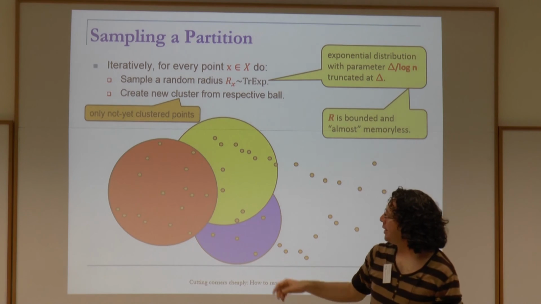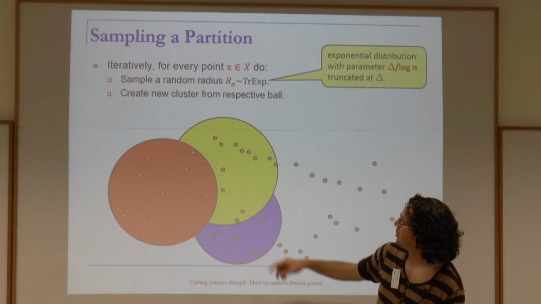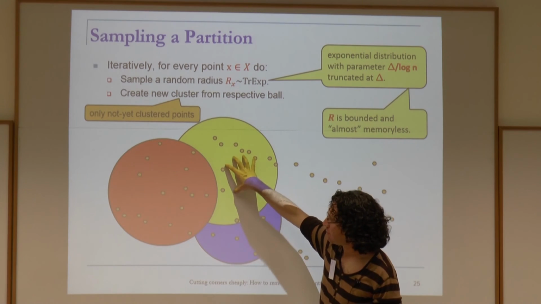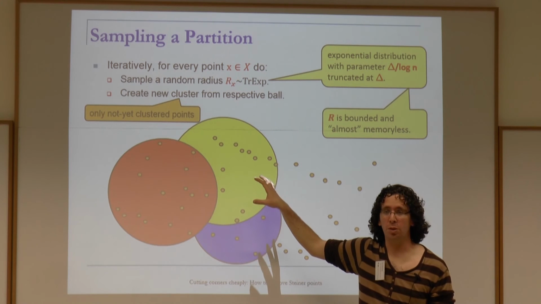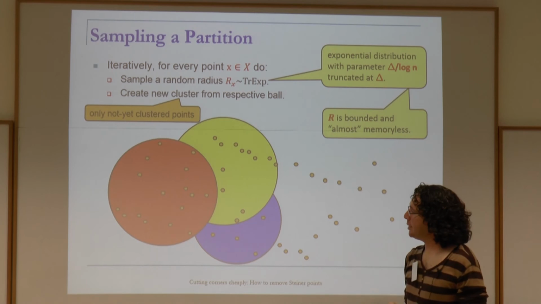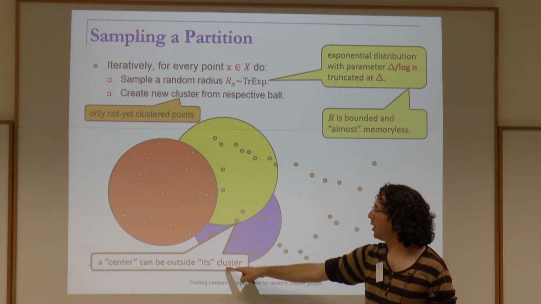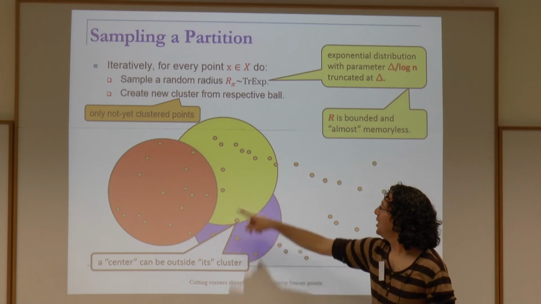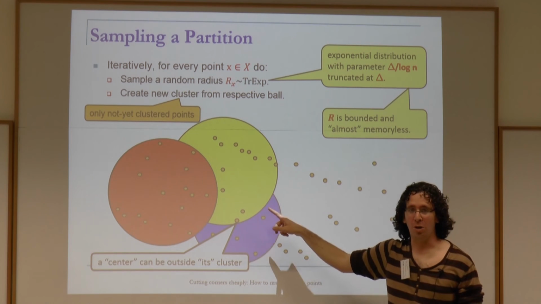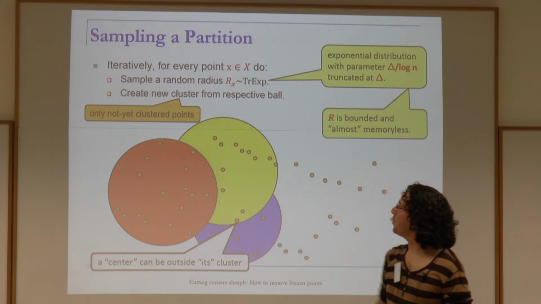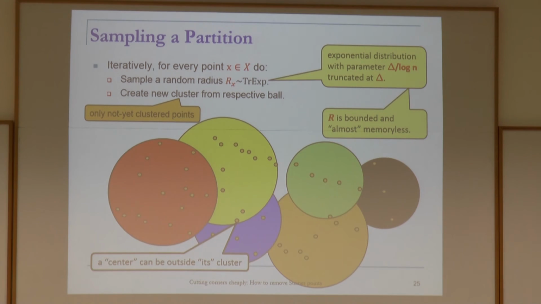Again, we grow a ball, but we only take new points that were not earlier covered. Another thing, a center can be outside of its cluster. This is the center of the blue ball, and it can be outside of its cluster. Then we continue until we cover the entire space.